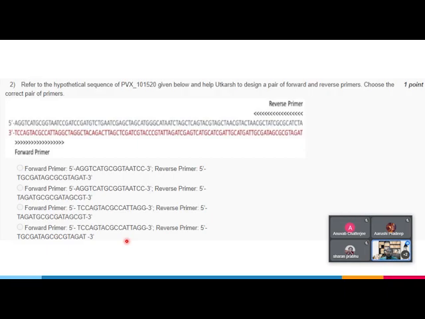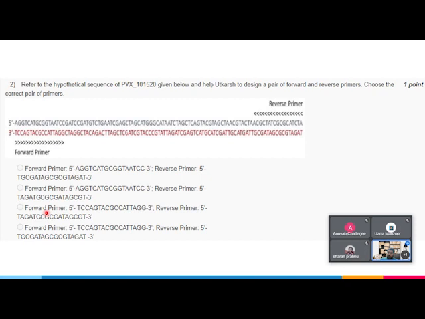Refer to the hypothetical sequence of the PVX101520 given below and help Utkarsh design a pair of forward and reverse primers. Choose the correct pair of primers. We are asked to design the primers we were talking about just before, and primers are complementary short strands of DNA. We are asked to design the primers for the two strands given here. The reverse primer will bind here, and our forward primer will bind here.